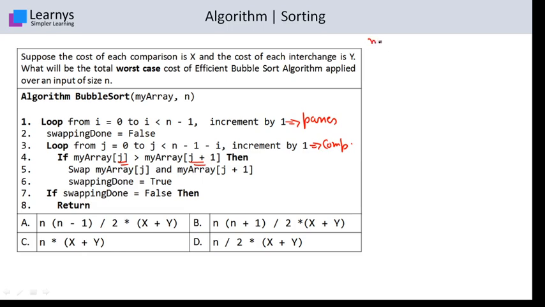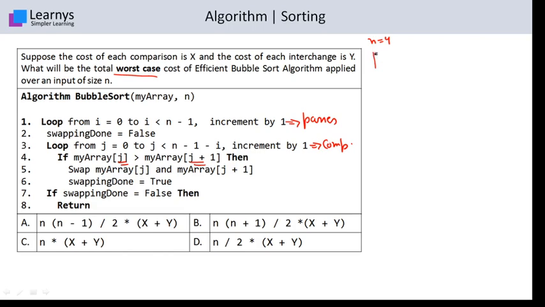So suppose I am taking n equal to 4. See, for the worst case I want that whenever any comparison takes place, swapping will also take place. That is the meaning of the worst case. So for that I am taking the sequence of the array in descending order, then it will be the worst case.